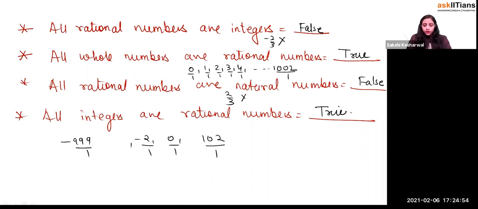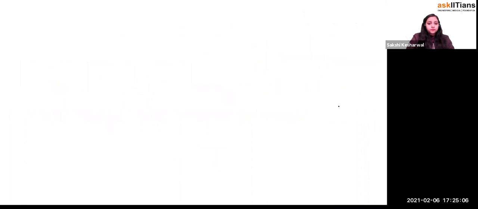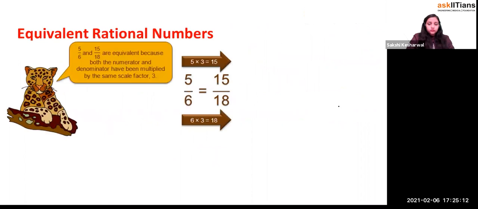Yes or no, beta? Yes, this thing is clear to everyone. Okay, let's talk about equivalent rational numbers. What are equivalent rational numbers, beta?